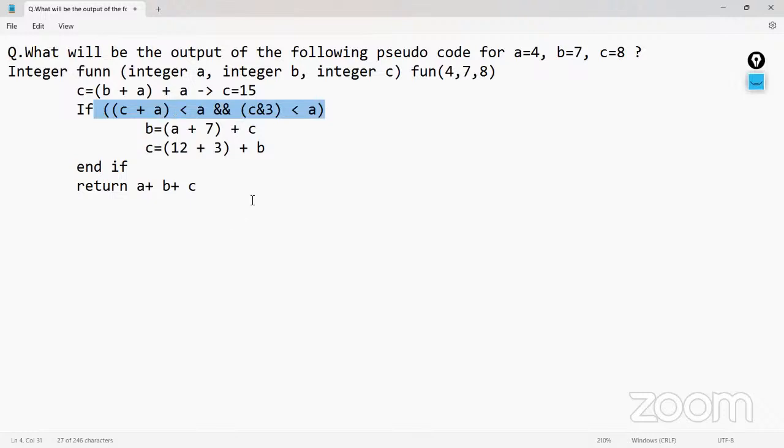Now it will go directly outside, and the values of A and B remain the same. So A and B is 4 plus 7 plus 15. What is that answer? Can you please calculate and tell me? 26. Exactly, 26 is the right answer. Those who have written 26, that must be the right answer.